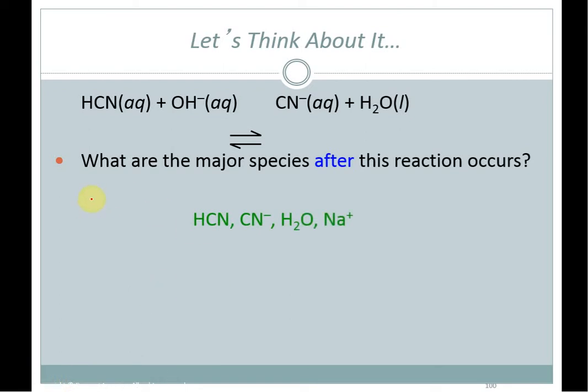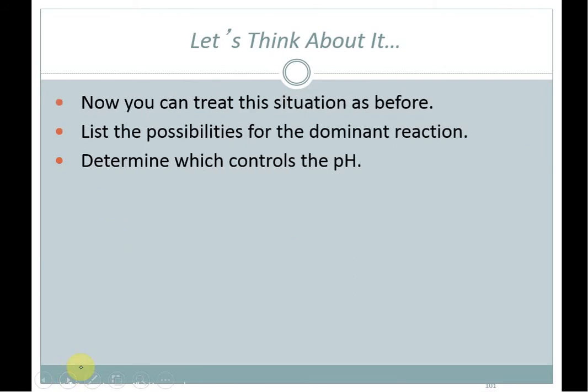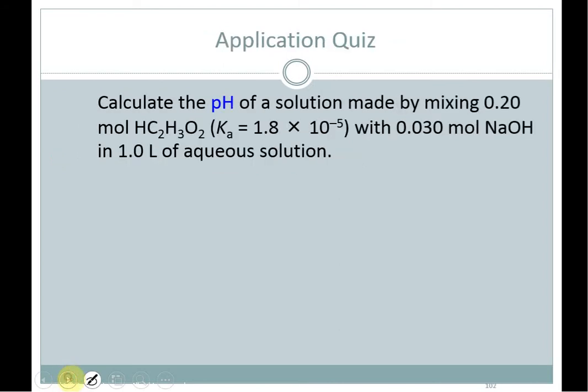So we're going to look at how these guys are going to react. In order to do that, we're going to consider how the base reacts with that weak acid. We're going to do a little bit of an ICE chart, and then we can find our pH. And we're going to do it here with acetic acid.